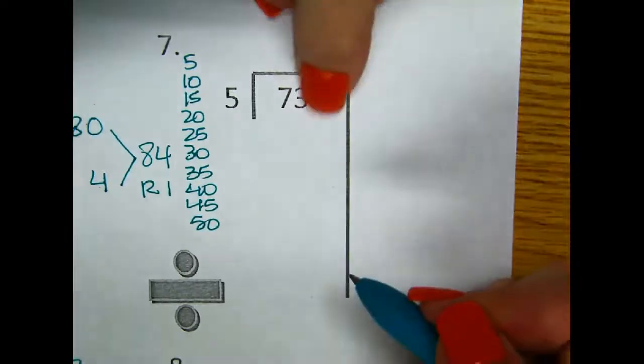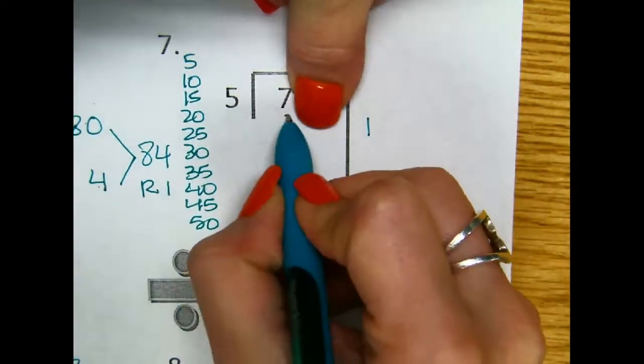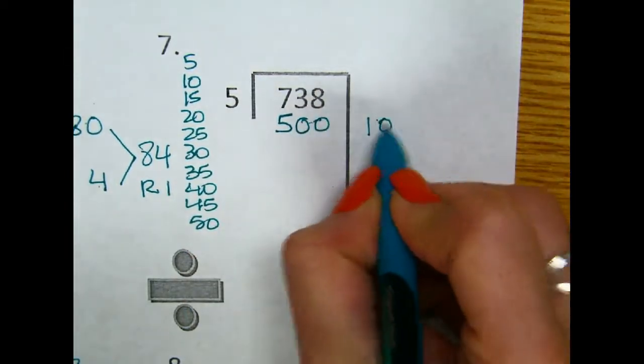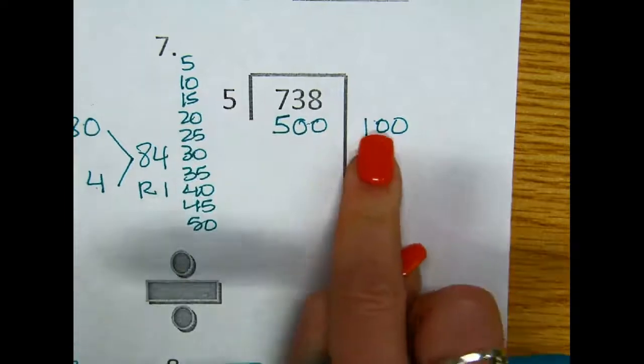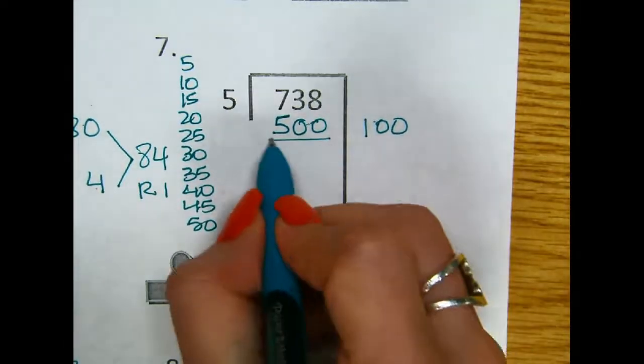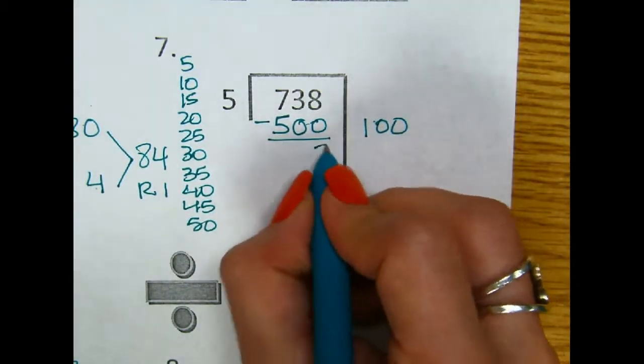Don't think about these other 2 digits yet. Just think of your basic fact. 5 times 1 is 5. Good. Now we put in our place markers. We should know that 5 times 100 is 500. We can take out that big chunk. We'll have a lot left over, but that's okay. We can deal with that.